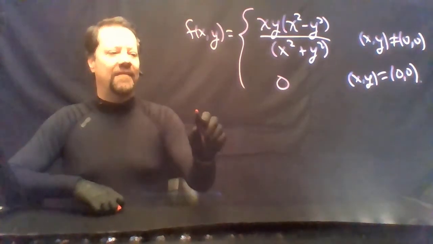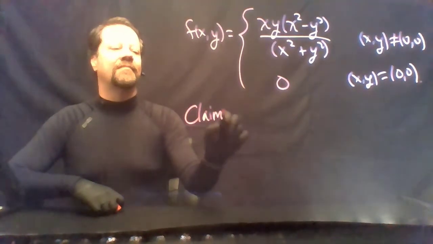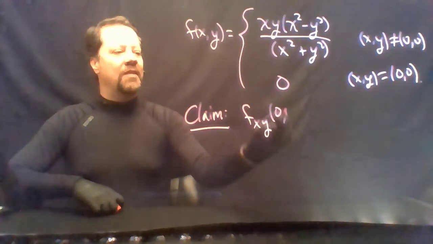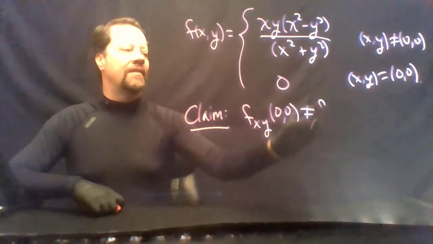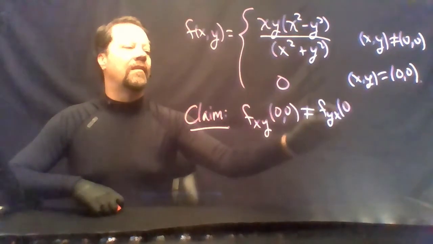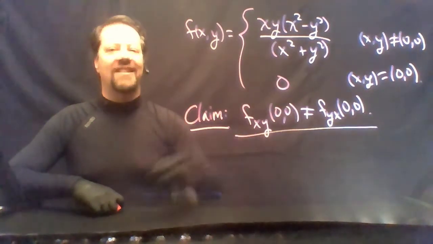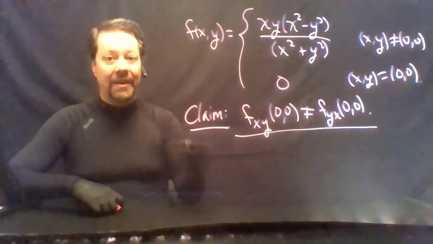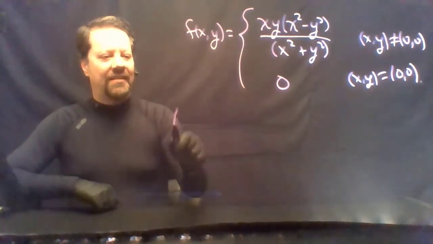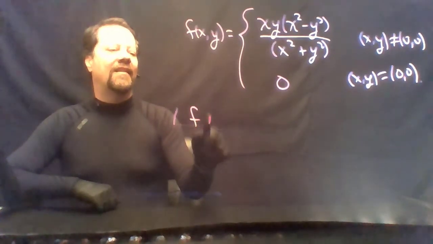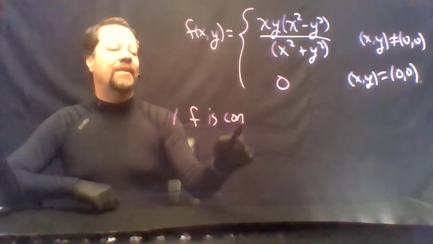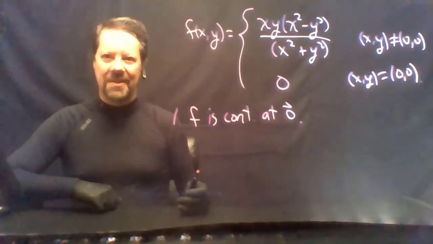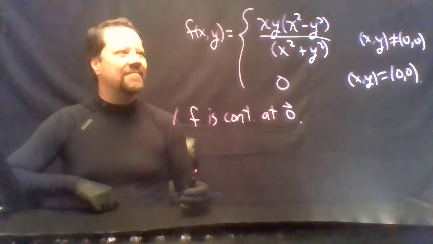Now, I claim that the mixed second order partials at the origin are not equal. This doesn't violate Clairaut's theorem for reasons that we will give shortly. First, I claim f is continuous at the origin. Let's see if we can prove that.